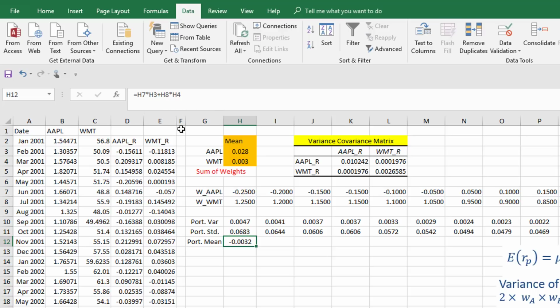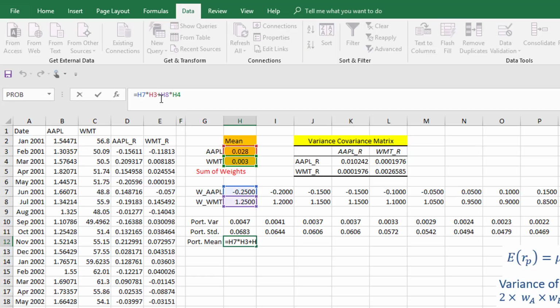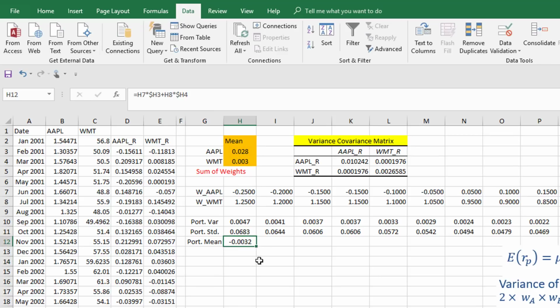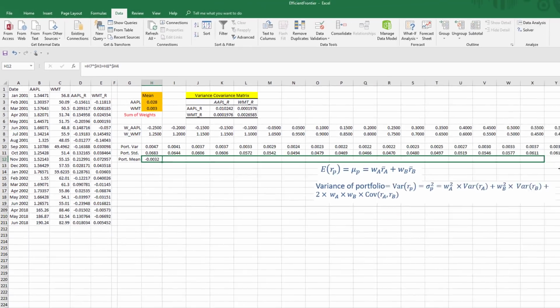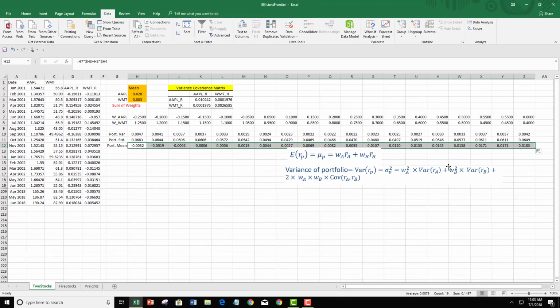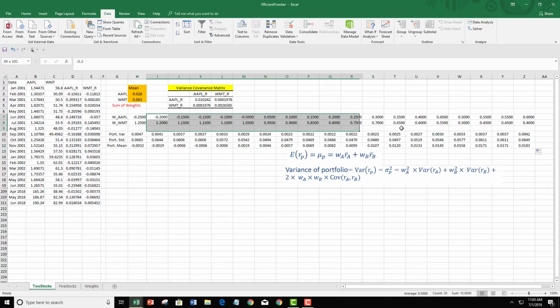So I can fix this H3, which means this is the average of Apple stock, right? And I can fix H4, which is the average of Walmart. And once I fix it, I can grab this little square box and drag it to the right, and that gives me the portfolio mean associated with these different portfolio weights.